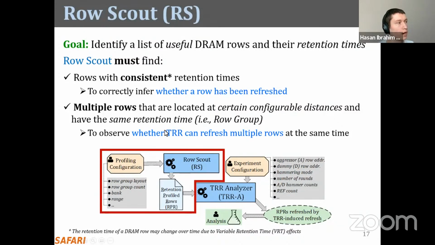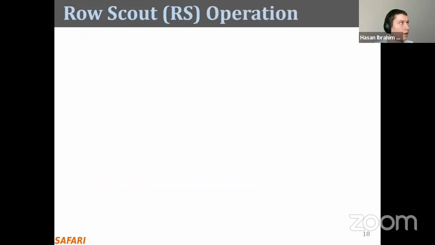Yeah, and then this is required because we would like to understand whether TRR can refresh multiple rows at the same time. Okay, so let's look at how Row Scout operates in more detail.